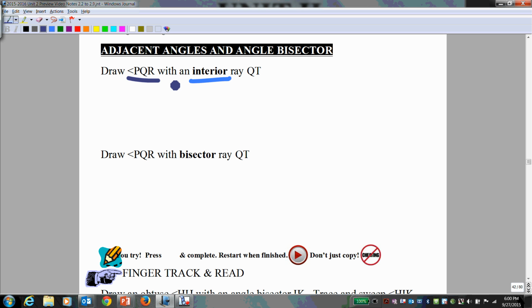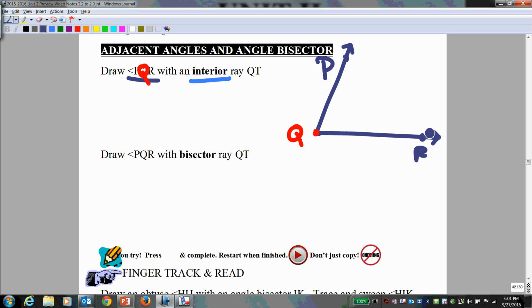Okay, we have an angle. Doesn't matter what the angle size is. I don't tell you whether it's acute or obtuse. But it's PQR. Q must be the vertex or the hinge, if you will. P, Q, and R. It says with an interior ray. That means a ray that starts at Q, T. Now, I do not tell you it's in the middle. It's just inside the angle. So offset it a bit. Never put an interior ray right in the middle unless you're told it's specifically a bisector.